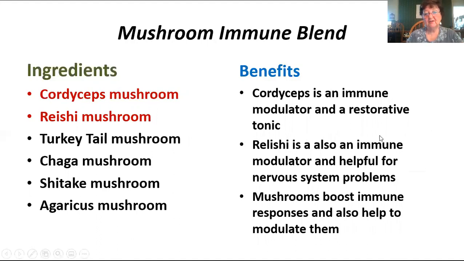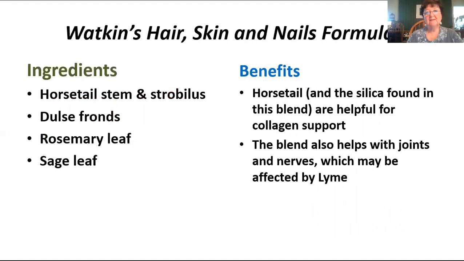Cordyceps, reishi, turkey tail, chaga, shiitake, and agaricus are all included in this wonderful mushroom blend. I've added this for soups. I put it in omelets. You can add it into a variety of food items. And then Watkins Skin and Care, so that's the skin and nails and hair. So horsetail is the main thing that's in this. Dulse fronds, rosemary leaf, and sage leaf. So the HSNW is what this one is.